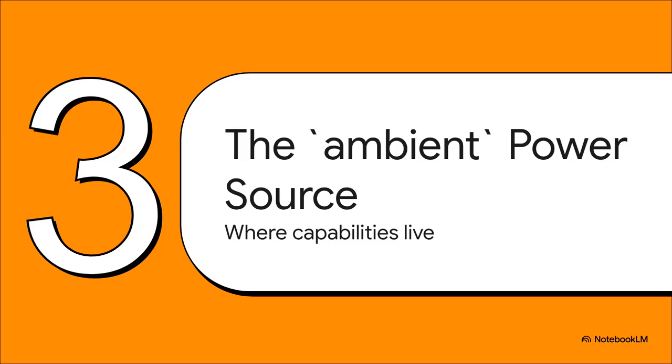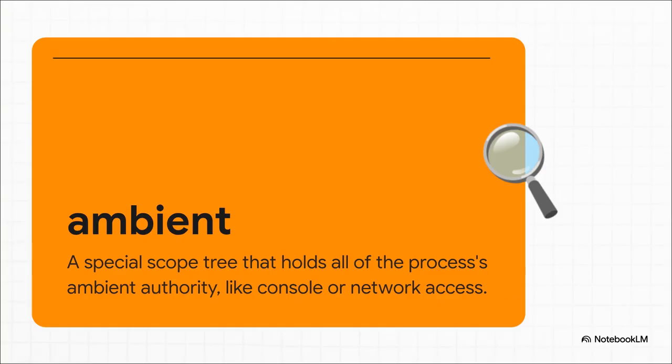Okay, so if the modules start with zero power, where does any capability, like even just printing to the screen, come from? It all has to originate from one single, highly controlled source. And that source is called the ambient tree. The best analogy is to think of it as the main power grid for your entire building.